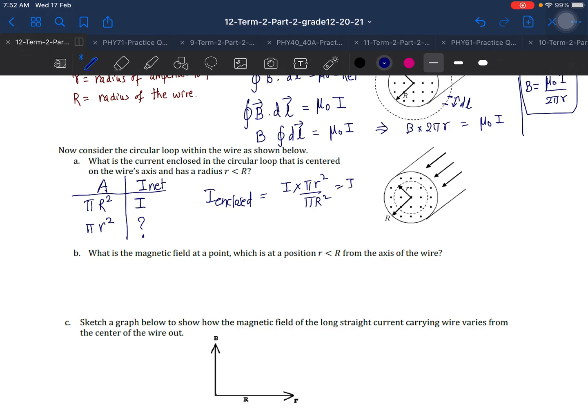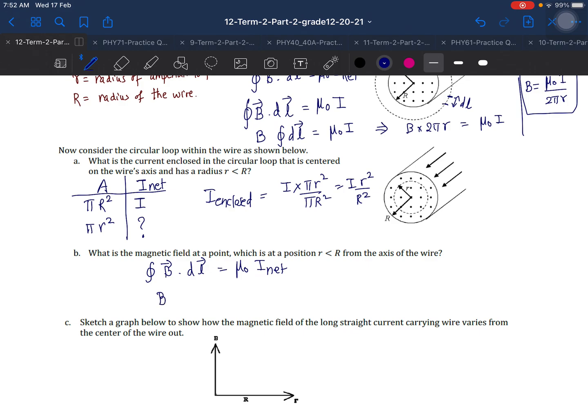So that will be I small r square over capital R square. That's our I enclosed. Now it's asking us for what is a magnetic field at the position r less than R. That means at this position, that is inside the circle. So we go back to our Ampere's law. B dot dl equal to mu naught I net, which is the same as I enclosed.